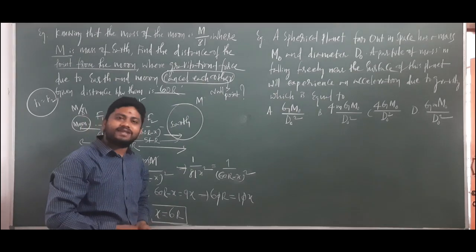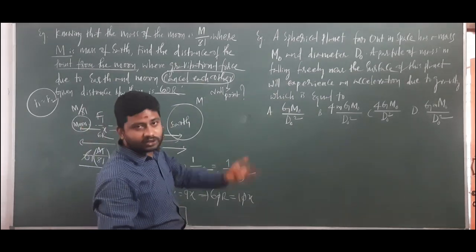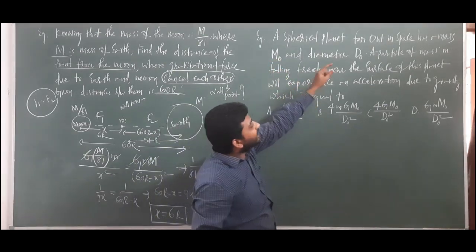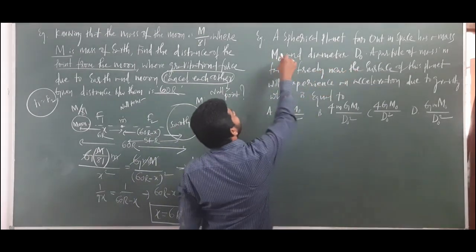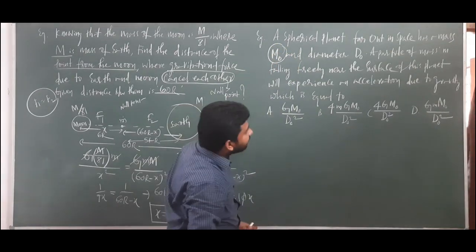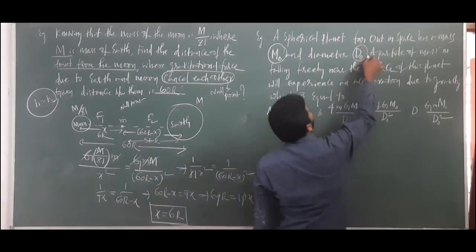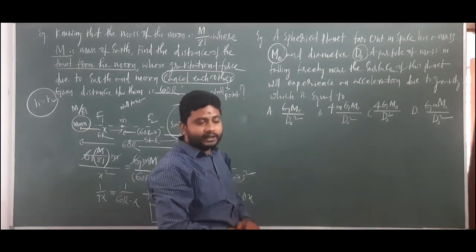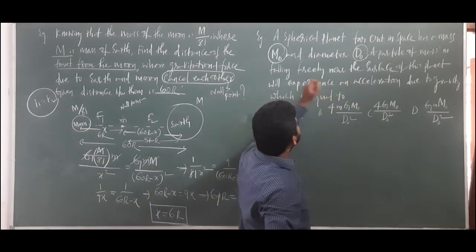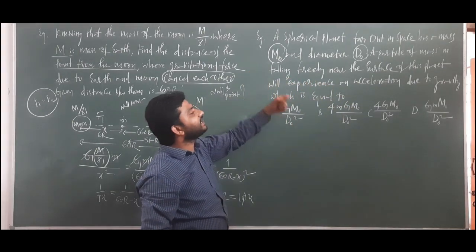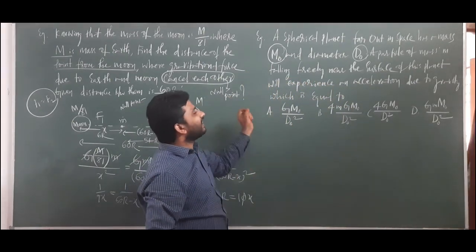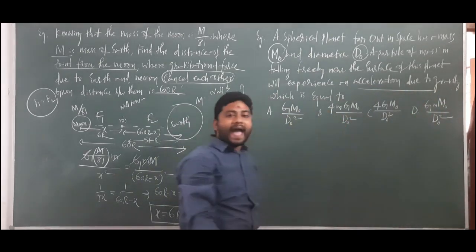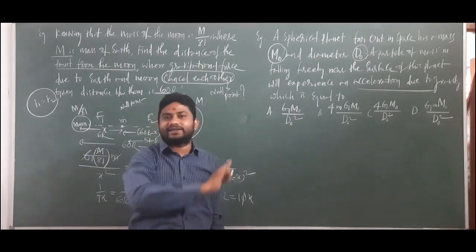Now, let's see the last question of the session. A spherical planet far out in space has a mass M0, and the diameter of the planet is d0. Diameter and mass of the planet are given. A particle of mass small m is falling freely near the surface of this planet. It will experience an acceleration due to gravity equal to what? They are asking for the acceleration due to gravity of the planet.